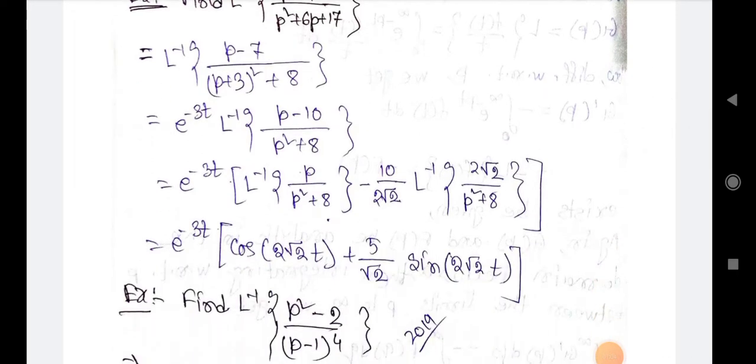Equals e to the power minus 3t Laplace inverse of p by (p square plus 8) minus 10 by 2 root 2 Laplace inverse of 2 root 2 by (p square plus 8), which equals e to the power minus 3t [cos 2 root 2 t plus 5 by 2 root 2 sin 2 root 2 t]. This is our answer.